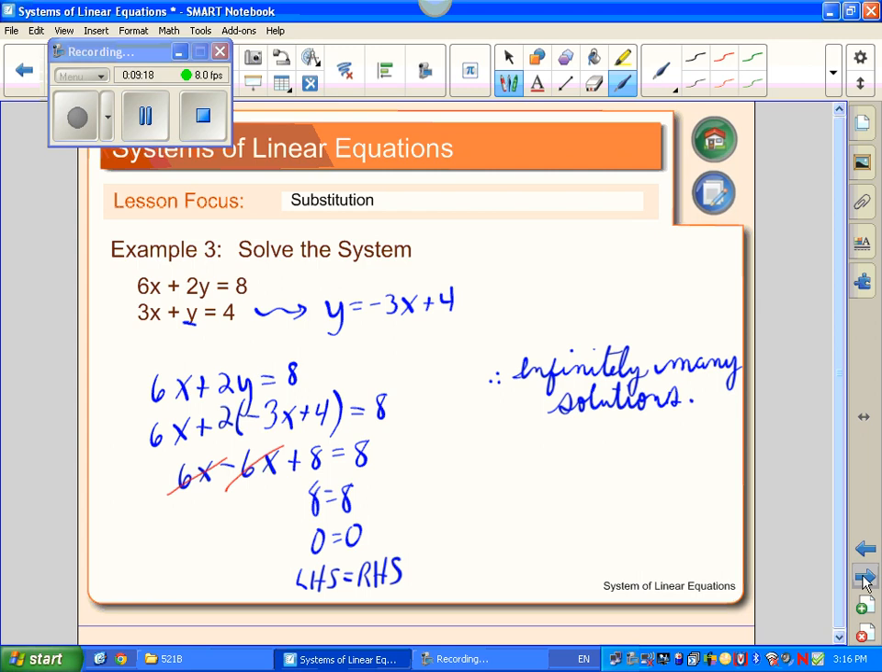So there's a special case, and that's going to come out algebraically. So when the left-hand side equals the right-hand side, your variables are canceled out. They're adding to give you 0. Then we have this scenario happening.